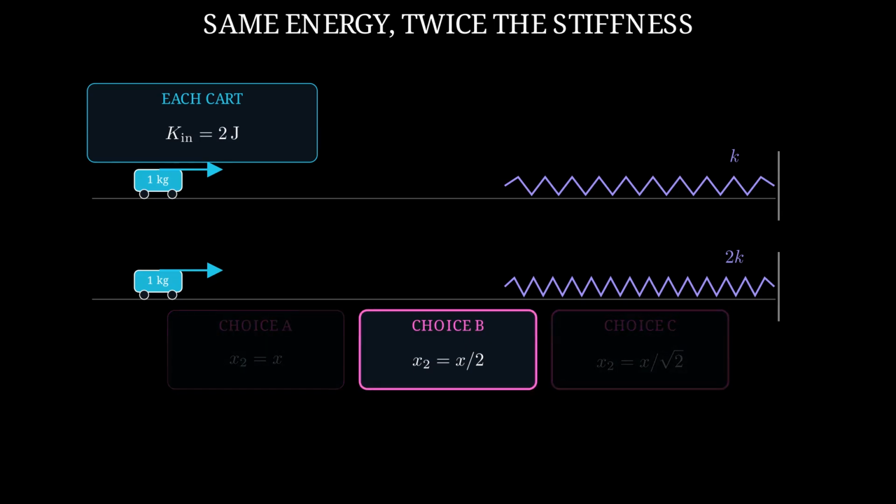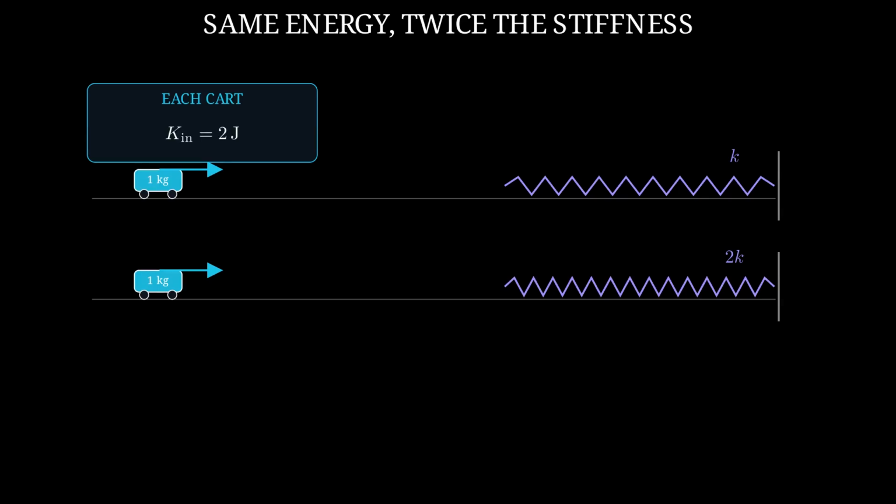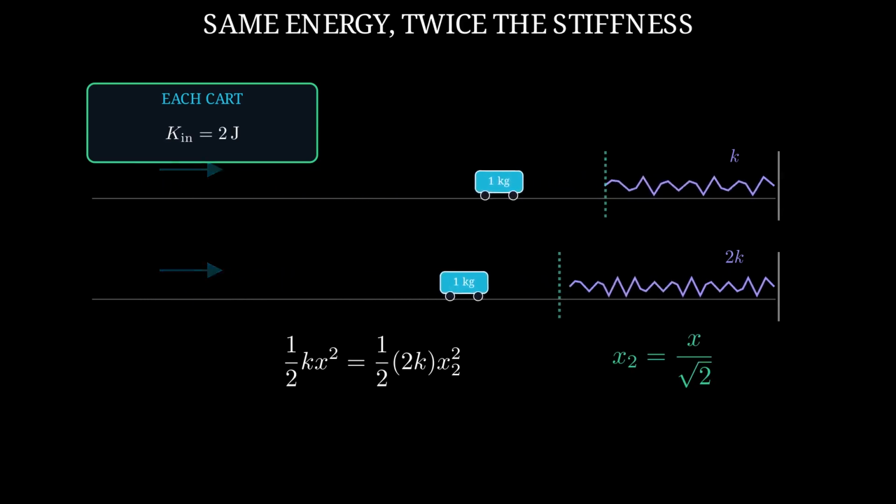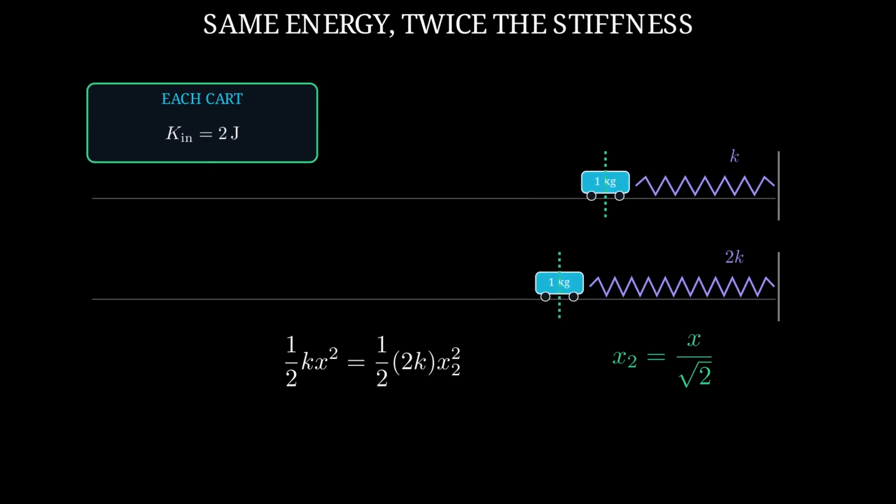I expect 1/2 of the compression because the spring is twice as stiff. Both springs must store the same 2 joules at maximum compression. In 1/2 of stiffness times compression squared, doubling stiffness means the compression squared must be halved. The compression itself is therefore divided by the square root of 2, not by 2. Run both carts, and the stiffer spring stops its cart at that predicted position.